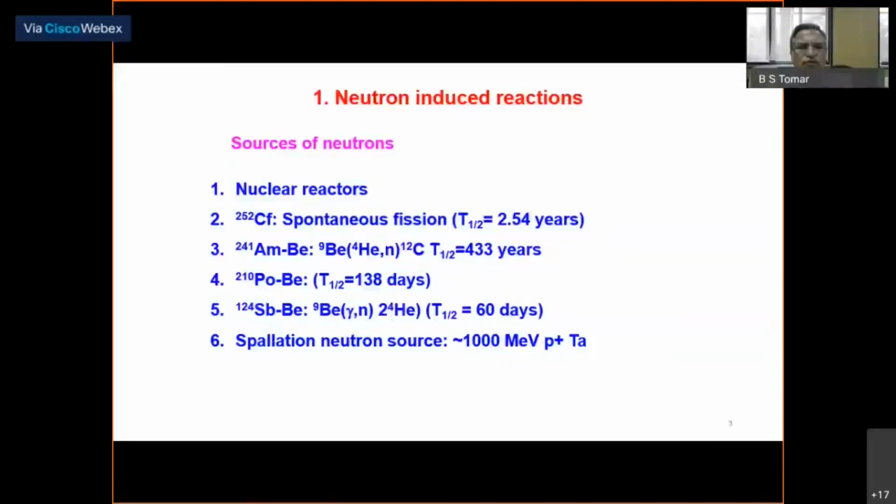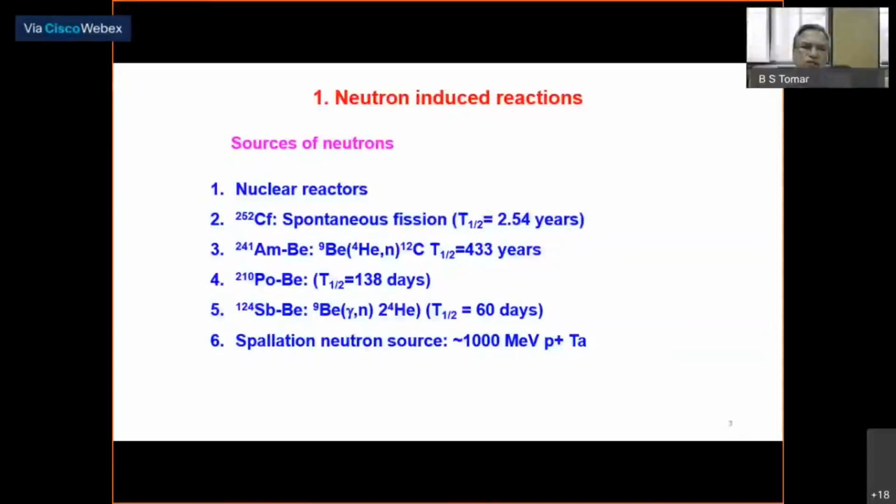Another important neutron source is the americium-beryllium source. In this source, the alpha particles from americium interact with beryllium-9 and give rise to neutrons. And the half-life of americium-241 is 433 years. So you can see, once you have an americium-beryllium source, you can go on using it for years together. In fact, this becomes a problem if the source is not in use, because you still have to maintain it.